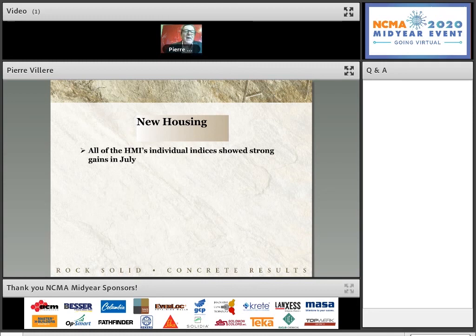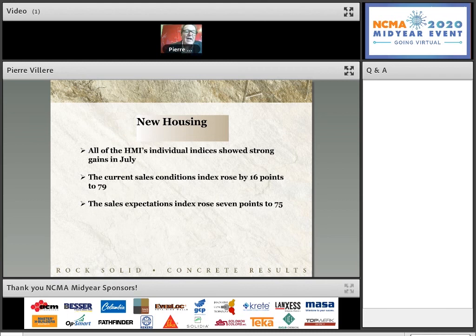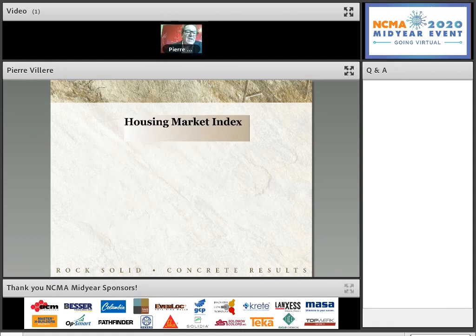All of the HMI's individual indices showed strong gains in July. The current sales conditions report rose by 16 points to 79, and sales expectations index rose 7 points to 75, and the prospective buyer traffic index rose 15 to 58. All of these individual indicators in the HMI, which is a great report easily available on the internet and a great way to follow the trend line in what's happening in new housing.